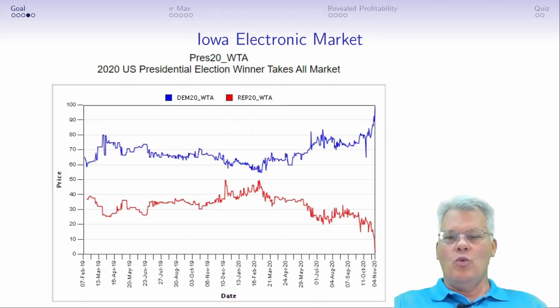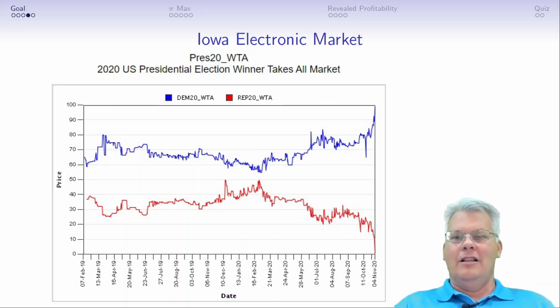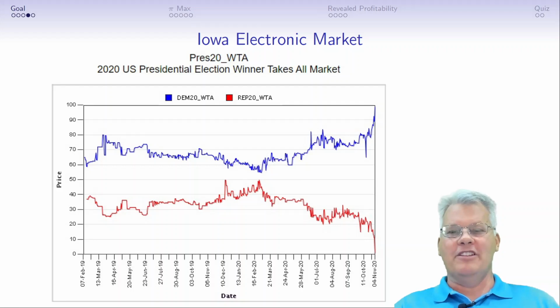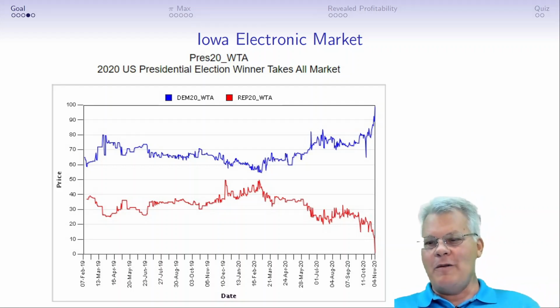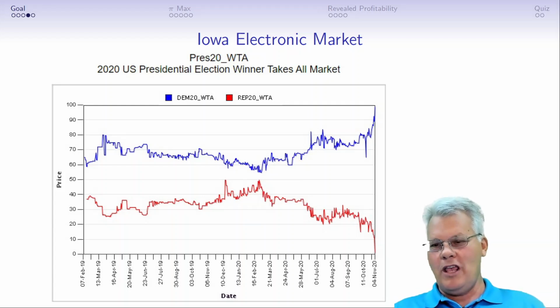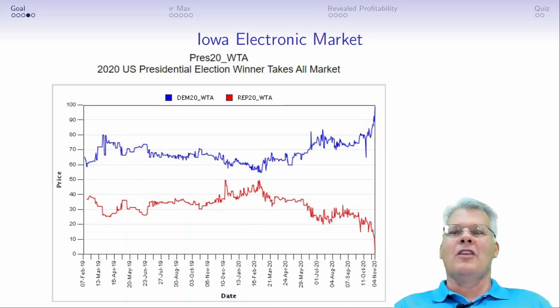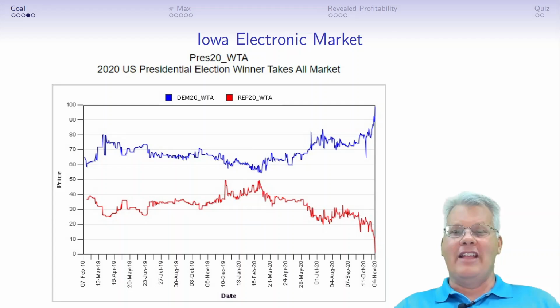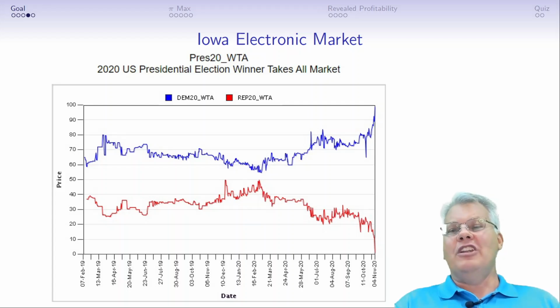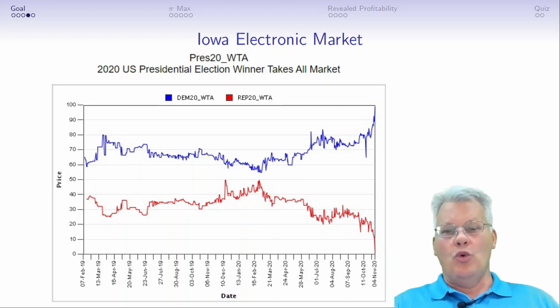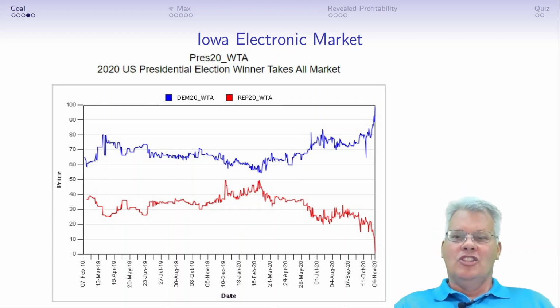So here is what trading looked like. I did a capture, and so here we have the price both of Democrat stock and of Republican stock. And you can see that from the beginning of trading, which appears to be February 7th of 2019, the market was expecting the Democrats to win. So the Iowa electronic market never did predict Donald Trump to win re-election. So there was always somewhat of a gap.